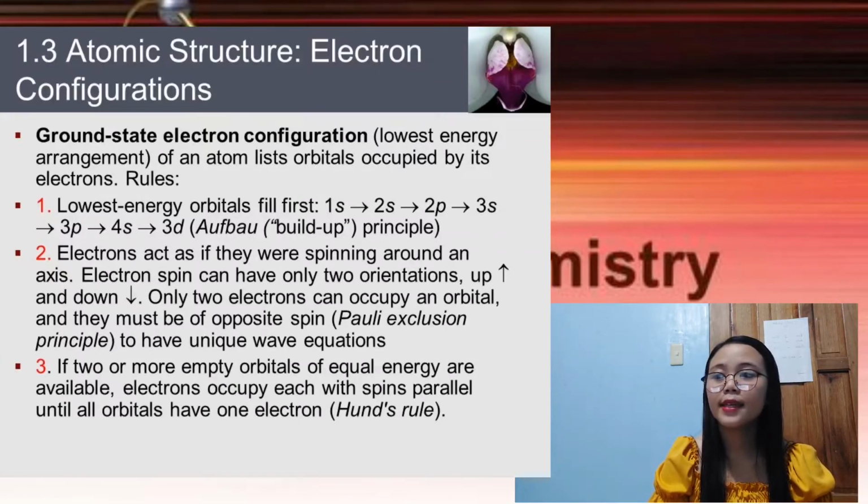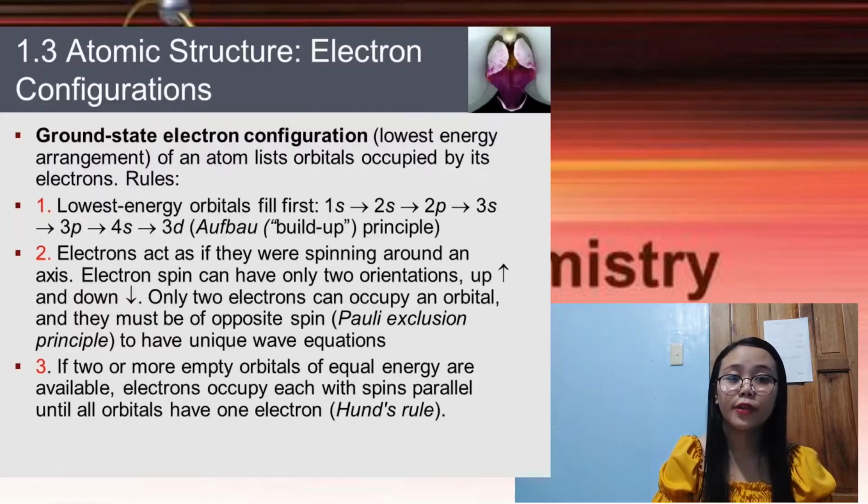The second, electrons act as if they were spinning around an axis. Electron spin can have only 2 orientations, up and down. Only 2 electrons can occupy an orbital, and they must be of opposite spin to have a unique wave equation.